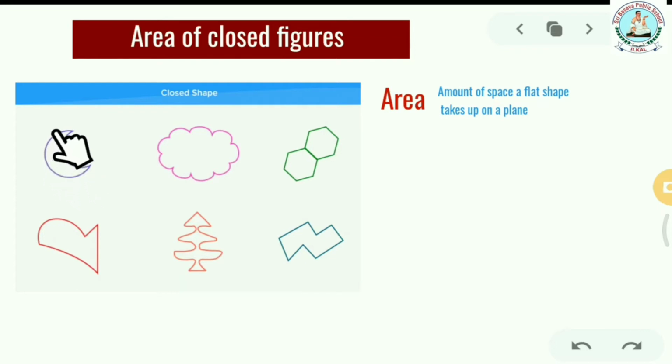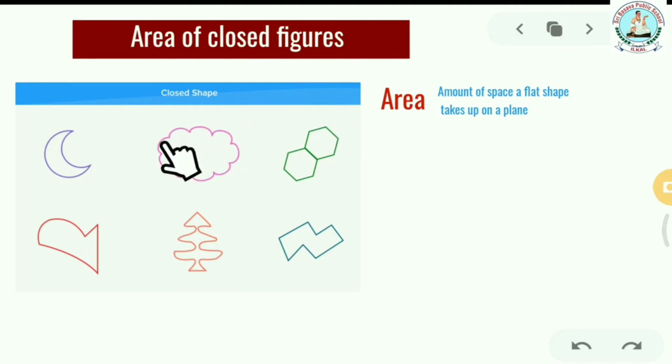So right now this is a flat shape, and just look at the interior of this flat shape. This flat shape has taken some space inside it. This space which is taken by this flat shape is called its area. Let's move on to the next picture.